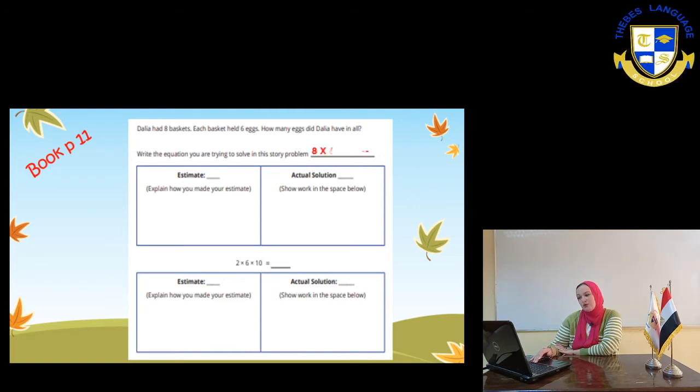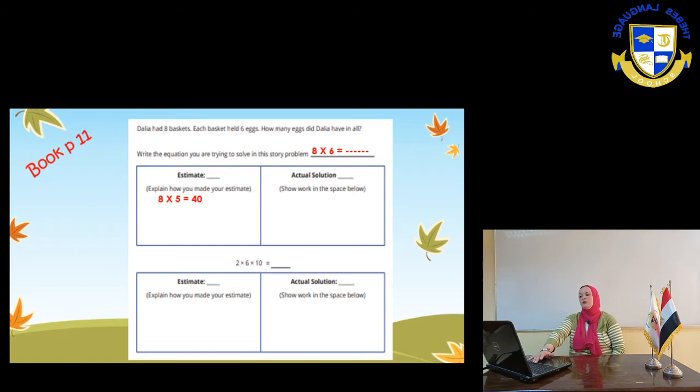How can we do it by estimation? We can make the 6 to be 5. 8 times 5 equals 40. The actual solution will be to add 8 to the 40. Okay. 8 times 6 equals 48.